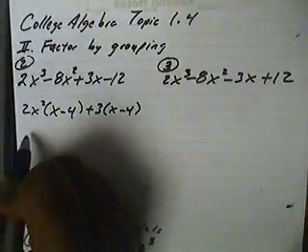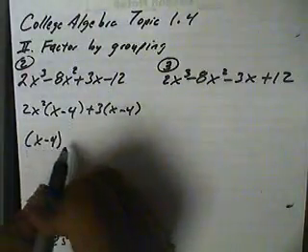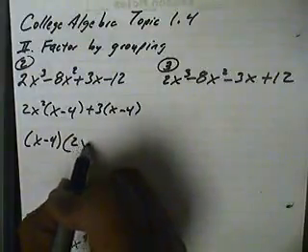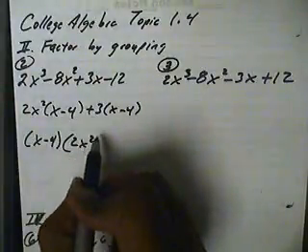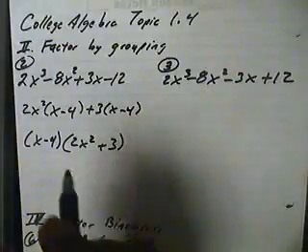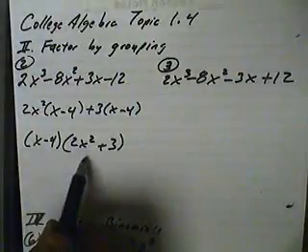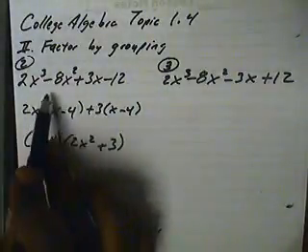So let's take that GCF out, x minus 4, and that leaves behind the 2x squared here and the positive 3 there. And these two binomials is what this used to be before multiplication.